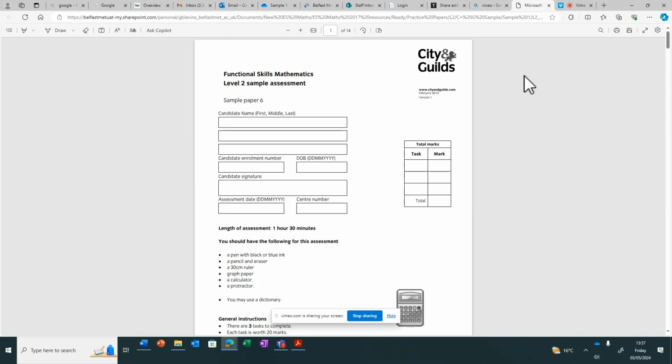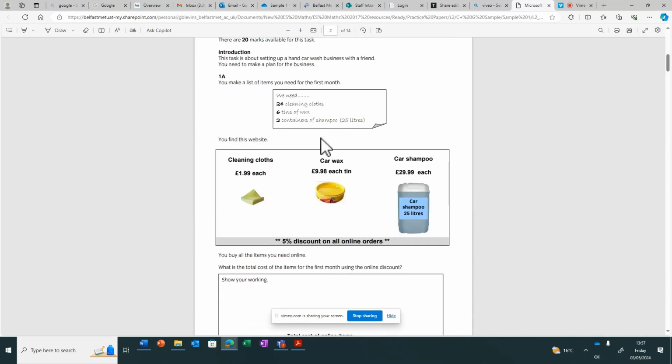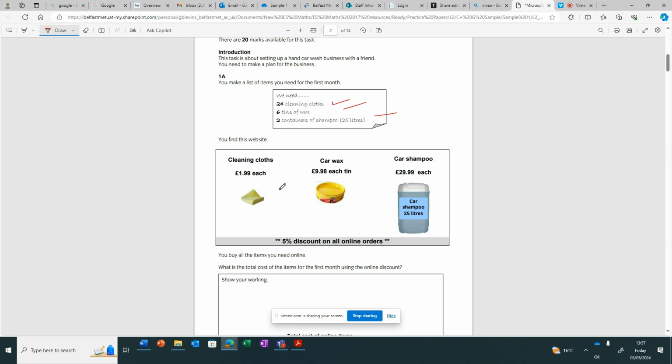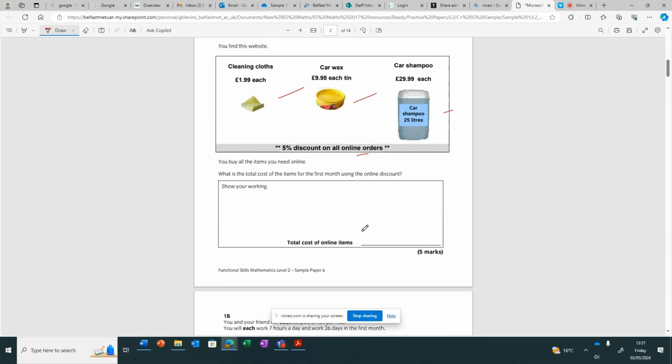Level 2 Sample Paper 6 walkthrough. And our first question is about a car wash business. They have certain items, here they are, with costs. We've got a discount if you buy all the items you need online. What's the total cost of the items for the first month using the discount?